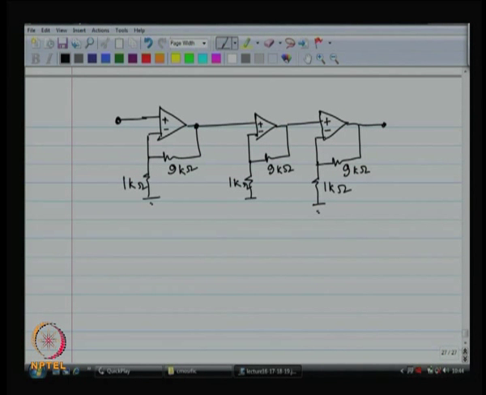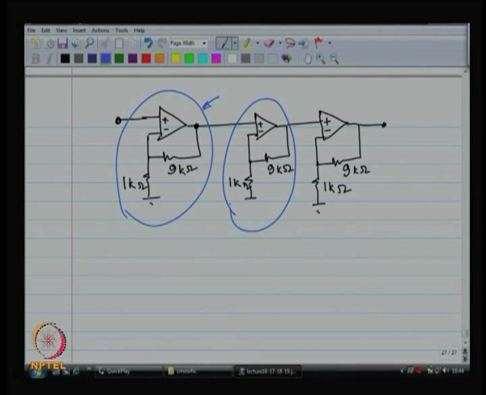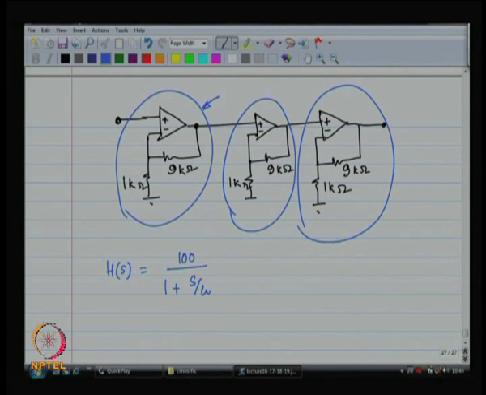Now, this is one way of doing it. The other way could involve something a little more complicated. So, what this is going to give is as follows. This is going to give one pole at a certain location. This is going to give a pole at the same location. This is going to give a third pole at the same location. So, your net transfer function H of S will basically be 1000 divided by 1 plus s by omega p, whole cubed.